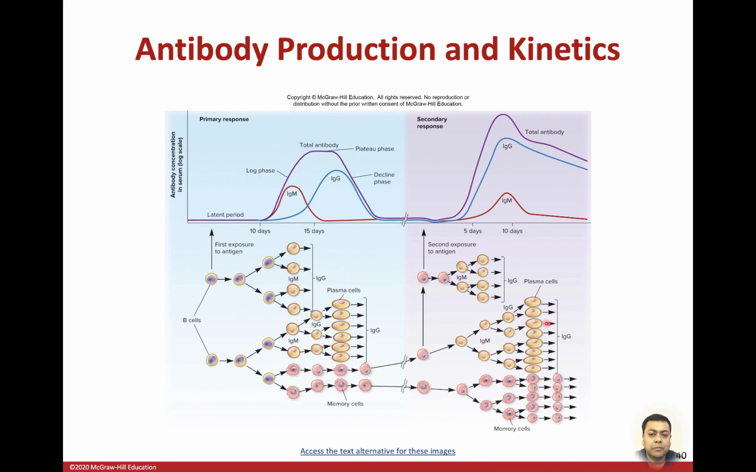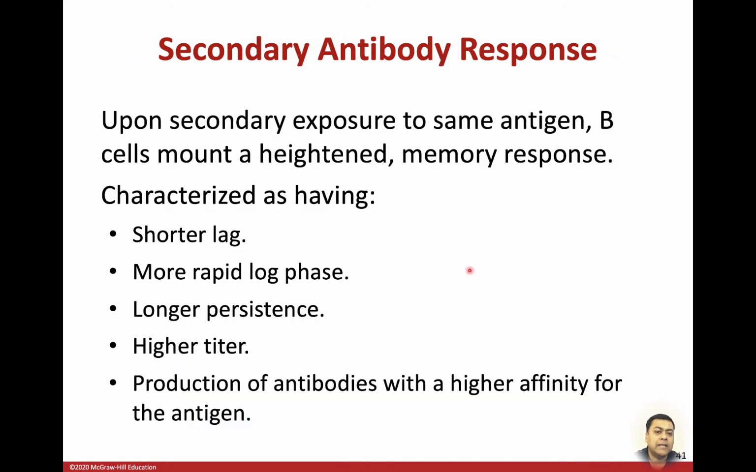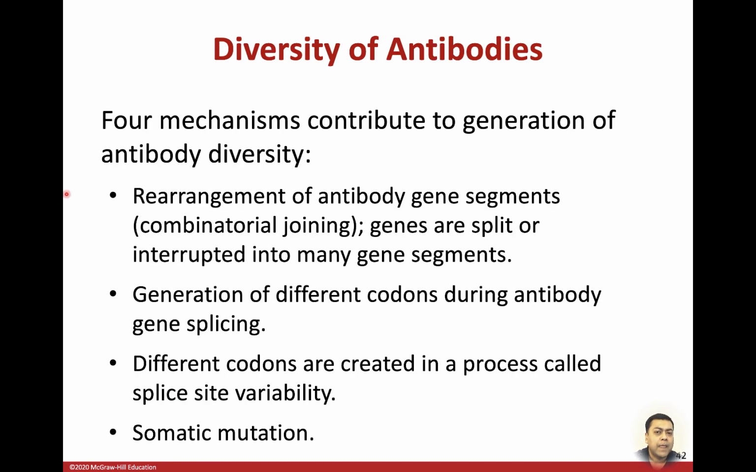So that's the reason that your IgG goes up very fast and you have a faster immune reaction, which will not allow the disease to happen in most cases. So with secondary exposure to the same antigen, B cells mount a heightened memory response characterized by a shorter lag phase, more rapid log phase, longer persistence, higher titer of antibody, and production of antibodies with a higher affinity for the antigen. Very specific type of antibodies.